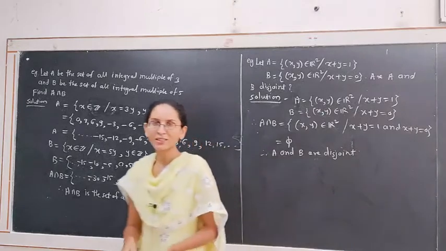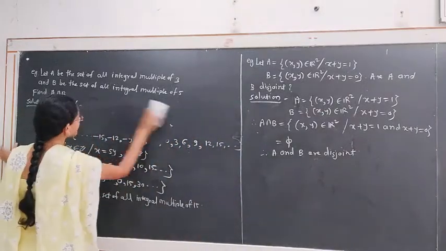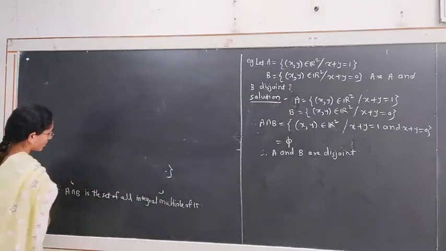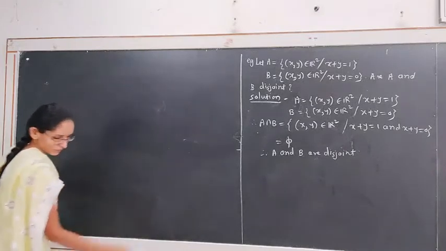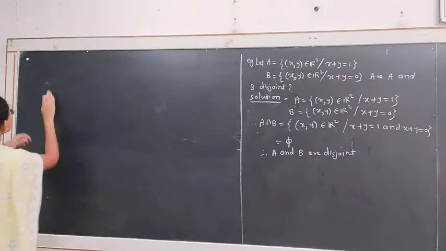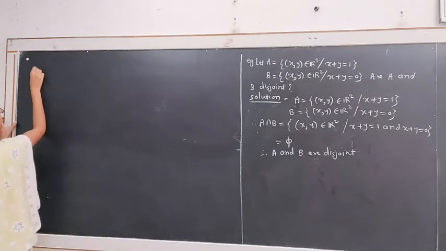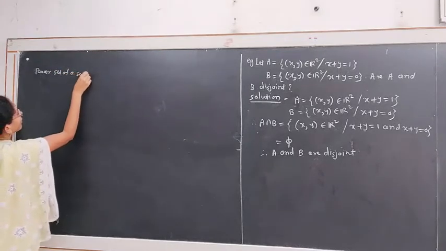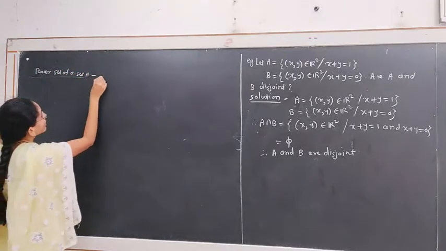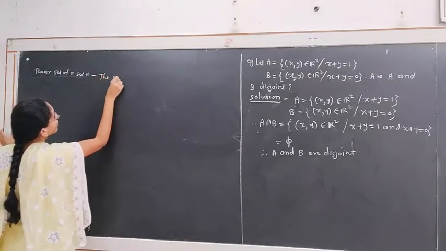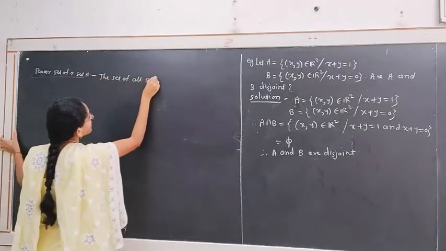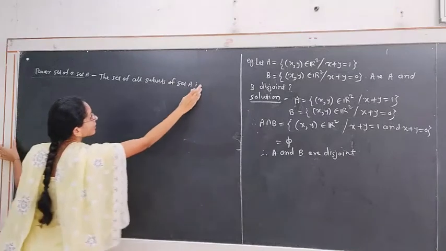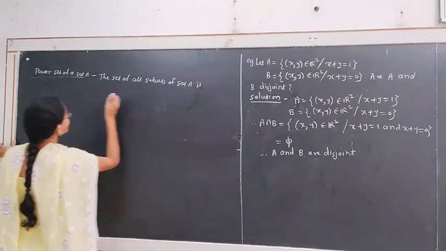The next definition is the power set of a set A. The set of all subsets of set A is called the power set of A.